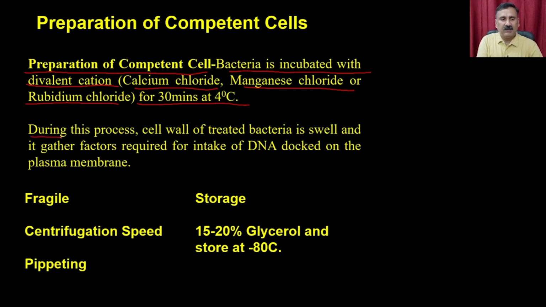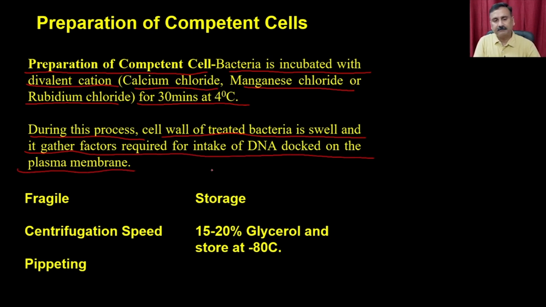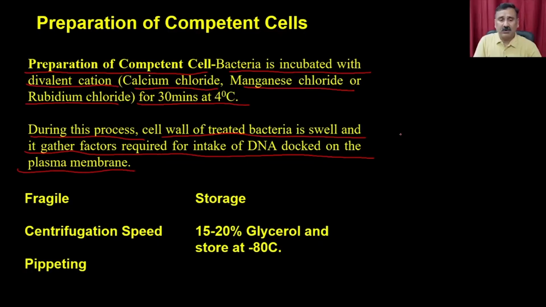What will happen in this period? During this process, the cell wall of the treated bacteria is going to swell, and it gathers the factors required for the intake of the DNA docked onto the plasma membrane. So you can imagine that when you are doing all this preparation, the cells take up the calcium chloride or the divalent cations. These divalent cations are going to make the cells a little fragile. So you have to take care of these cells very nicely because they also become susceptible to any kind of shear stress.